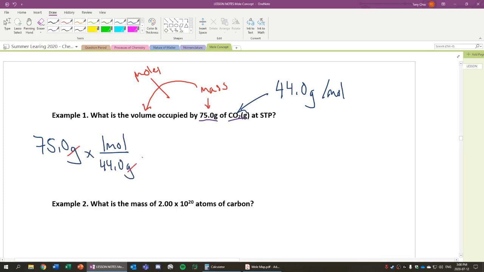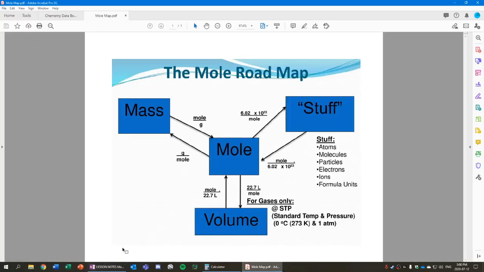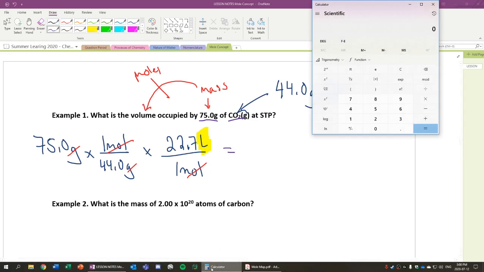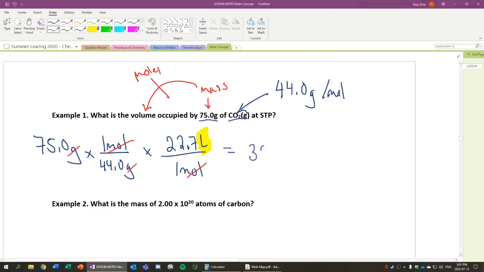Then I'm currently at moles, and to get to volume, I use STP. So that is 22.7 liters per 1 mole, and that will cancel out my moles. Now I'm in the unit of liters. So I can punch this into my calculator: 75 divided by 44 times 22.7. And I get, rounding to 3 sig figs, 38.7 liters of CO2.